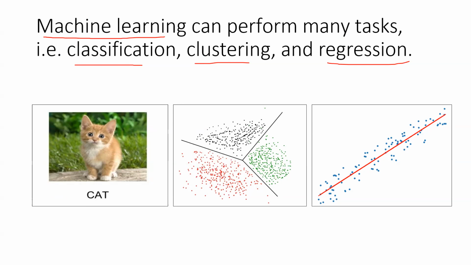Clustering is grouping similar data items together. Data items which have similar characters will be grouped into what is called as a cluster. So this is what is meant by clustering.